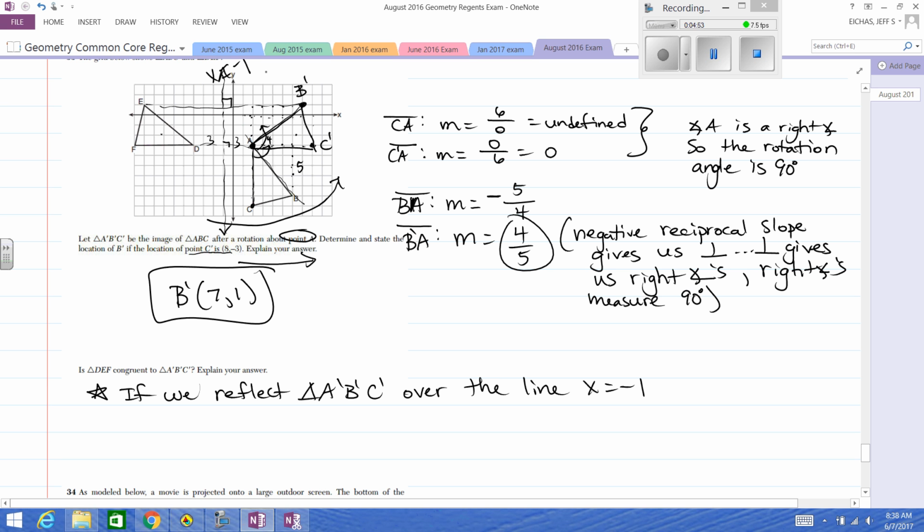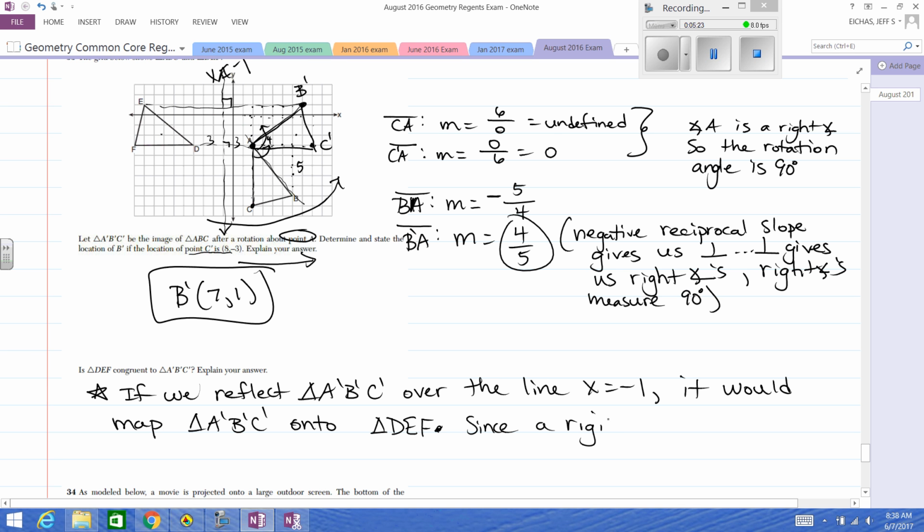Okay. It would map triangle A prime, B prime, C prime onto triangle. Now make sure we get the lettering correctly. So A goes to D, B goes to E, and C goes to F. So that's good.